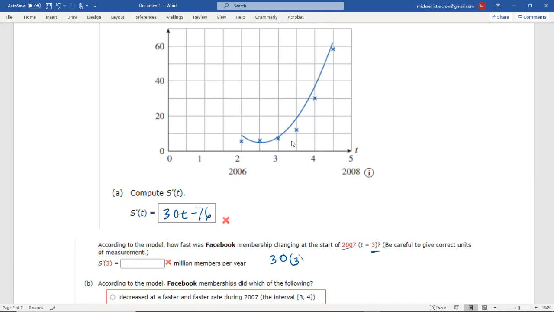T is equal to 3, they told us, because it's starting in 2004. And remember, you could have calculated that if they didn't give it to you: 2007 minus 2004 is 3 years, minus 76. We're going to get 30 times 3 is 90. 90 minus 76, that's 14. So in 2007, they were growing at 14 million members per year. 14 million members per year. So that's what they give us.